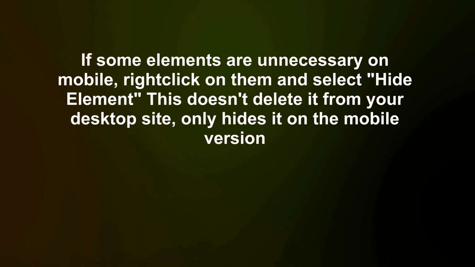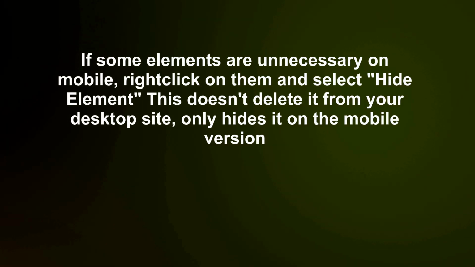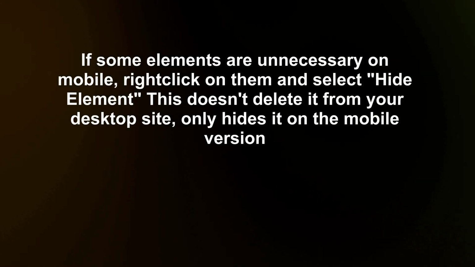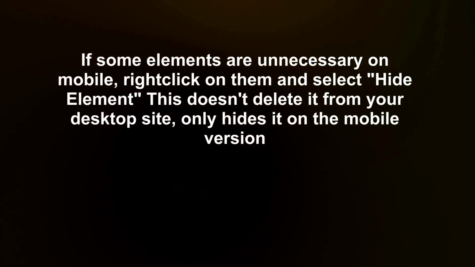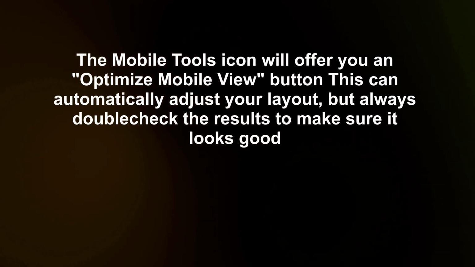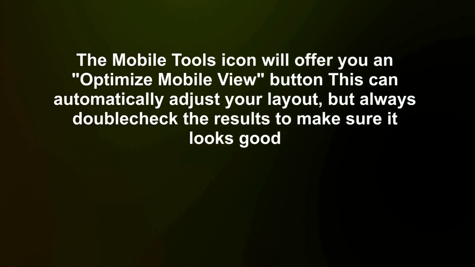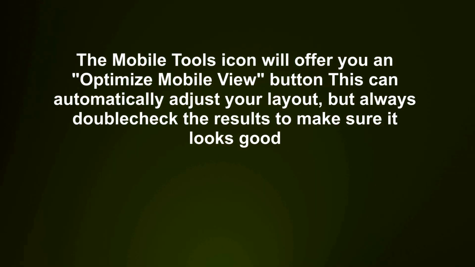If some elements are unnecessary on mobile, right-click on them and select Hide Element. This doesn't delete it from your desktop site, only hides it on the mobile version. The Mobile Tools icon will offer you an optimized mobile view button. This can automatically adjust your layout, but always double-check the results to make sure it looks good.